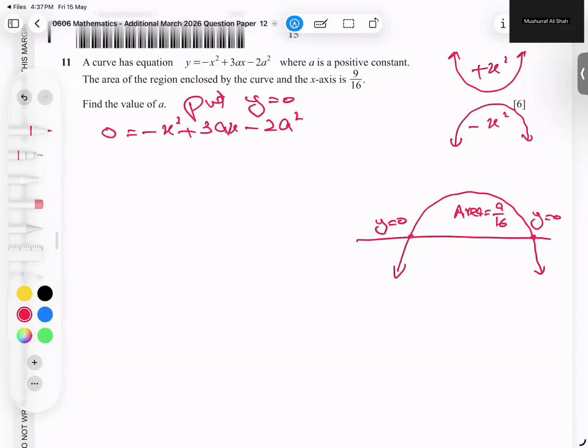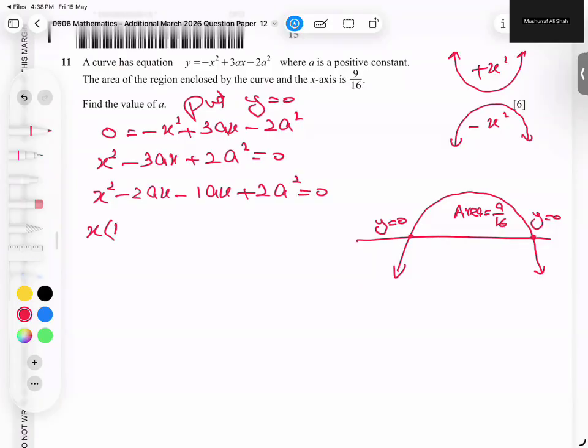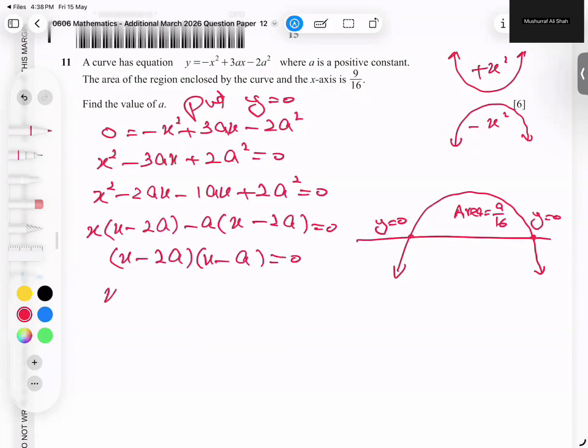So multiply by minus 1. Or you can do it directly, no problem at all. Factorization, 2 ones are 2. So negative 2ax, negative 1ax plus 2a squared is equal to 0. Taking x common, we get x minus 2a. Negative a common, we get x minus 2a. So x minus 2a and x minus a is equal to 0. We are getting 2 answers, a and 2a. So it means the smaller value is a and the larger value is 2a.